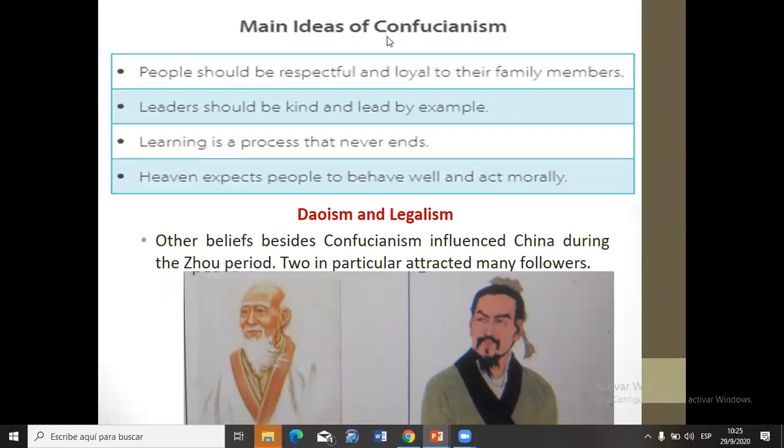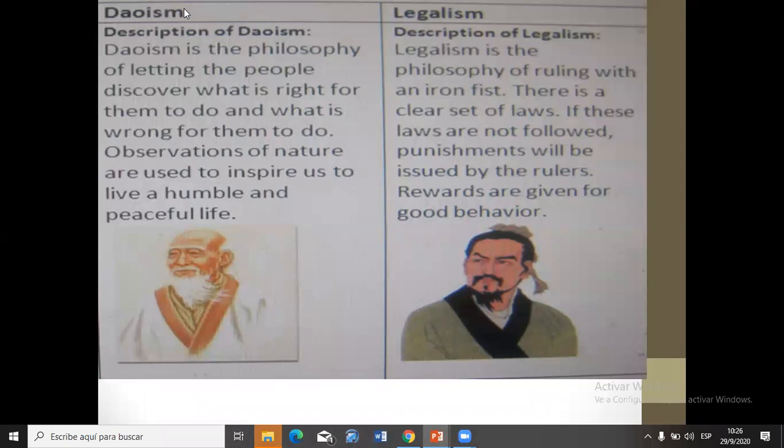Now, over here there are main ideas from Confucianism that we spoke about last class. I'm not going to read it again because I'm out of time. Now, let's focus on Taoism and legalism, these two philosophies. They came after Confucius, but they took some ideas from Confucianism, okay? Other beliefs besides Confucius influenced China during the Zhou period. Two in particular attracted many followers, and these are the ones that you see over here, Taoism and legalism. Over here, describe what each consists of.